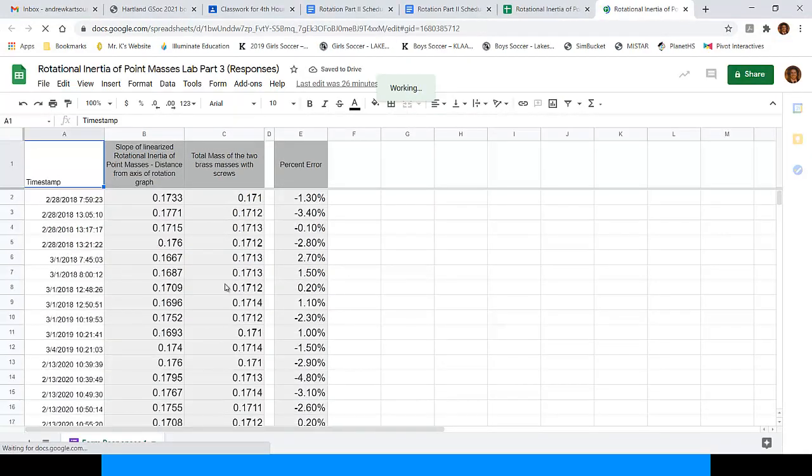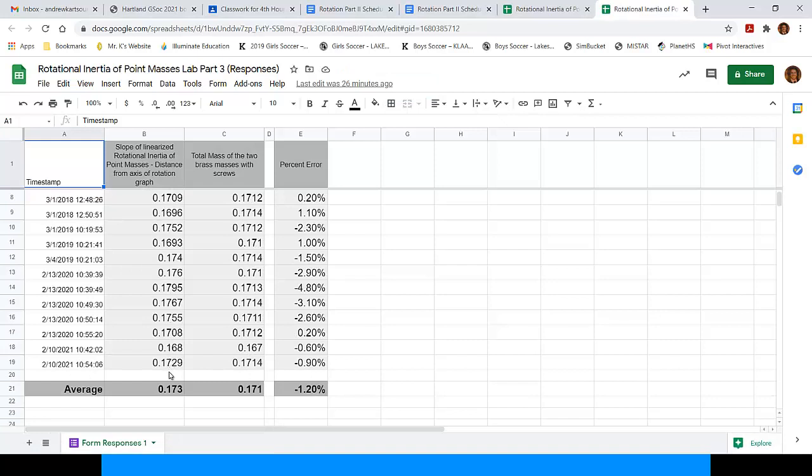And if you look here, you can see that these slopes are all pretty darn close, on average 0.173, all pretty darn close to the total mass of your two. I don't know how somebody got 0.167 here. A little disturbing, but oh well. But anyway, we end up with about the same thing, right? It's off by a little more than 1%.